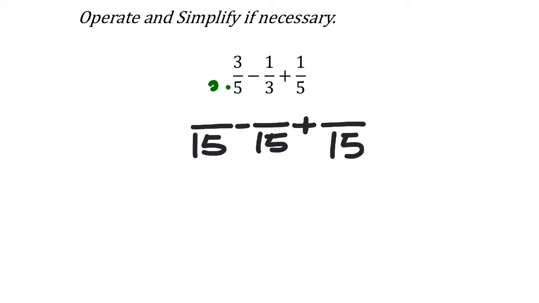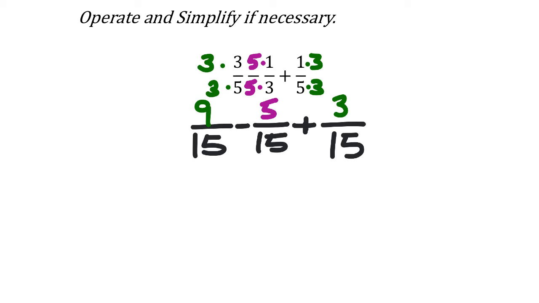5 would need to multiply by 3 in both cases. So I'll multiply the two numerators also by 3. 3 times 3 is 9. 1 times 3 is 3. There we go. There's those two. And then the 3 I'd have to multiply by 5. So the numerator also by 5. 1 times 5 is 5.